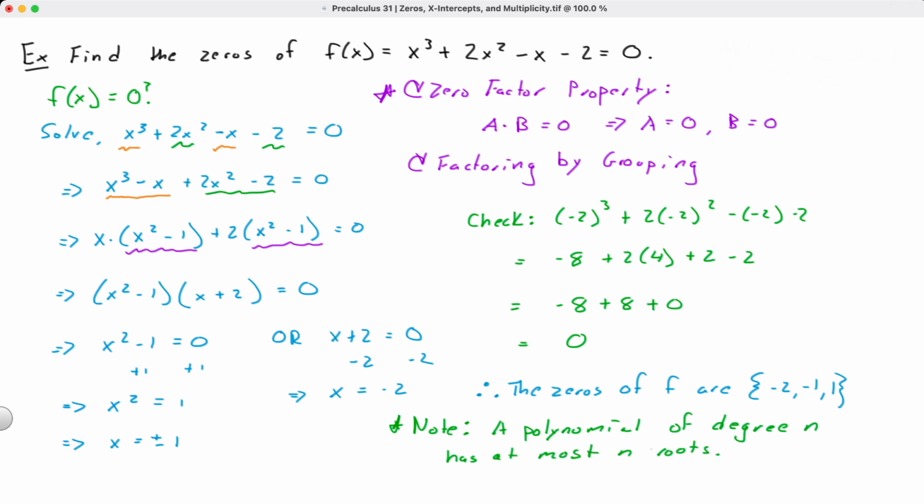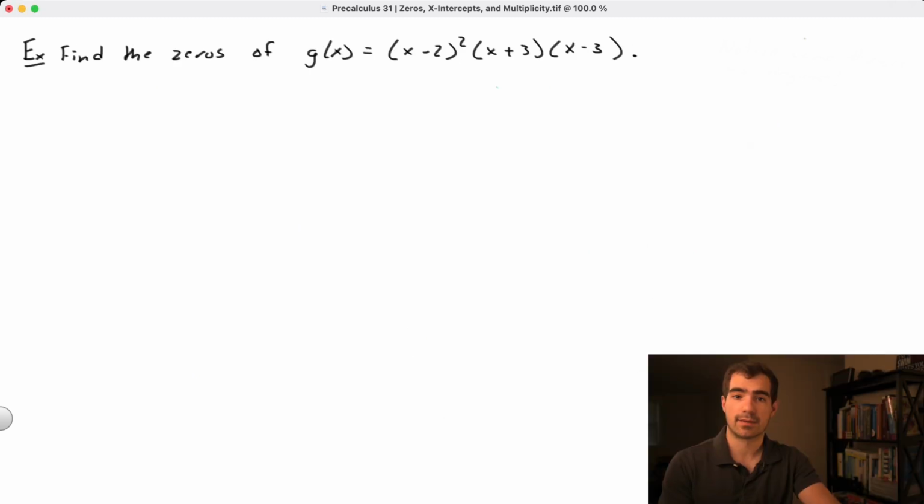And that "at most" piece is key because although in that last example we had 3 roots for a degree 3 polynomial, we'll see in this example that this might not always be the case. And so let's see if we can find the zeros for g of x equal to the quantity x minus 2 squared, times x plus 3 times x minus 3. Once again here, we're going to solve for when g of x is equal to 0. In other words, we need to solve for when x minus 2 squared times x plus 3 times x minus 3 is equal to 0.